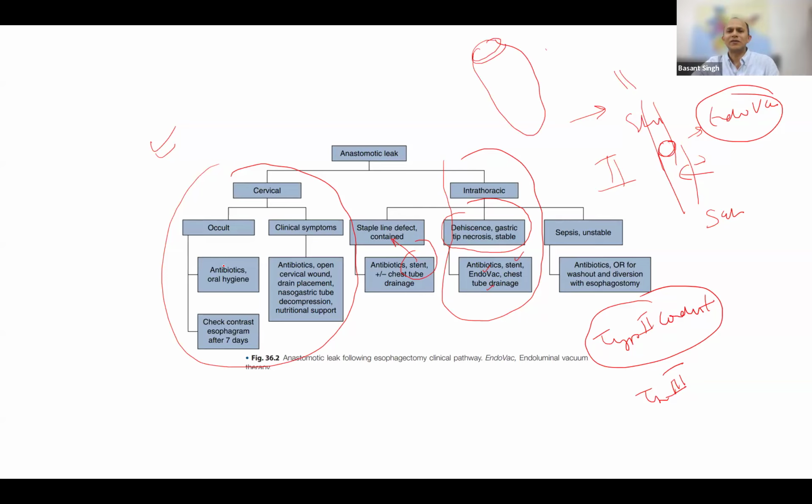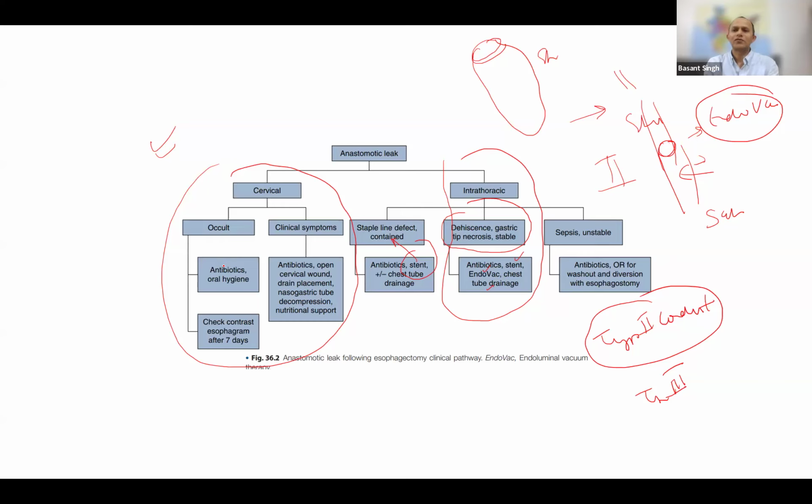What will happen is stricture formation. You can dilate it later on. Okay, but you have salvaged that conduit. That is a type 2 conduit necrosis. Type 3, yes, if you are taking down the conduit and doing an esophagostomy, that is standard treatment. So that is if the whole conduit is gangrenous.